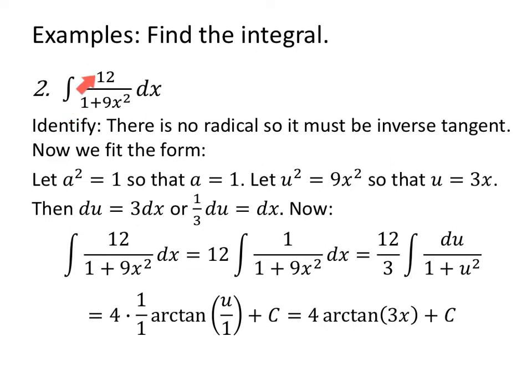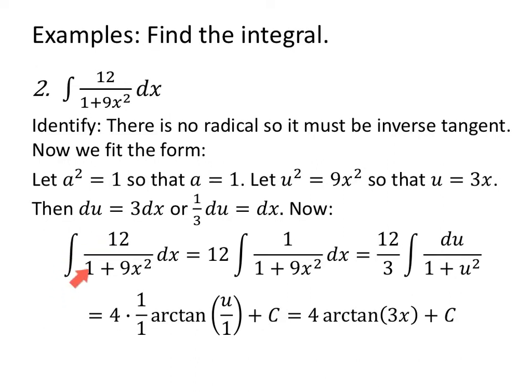For the integral of 12 over 1 plus 9x squared dx, when I know I'm looking at inverse trig function integrals and I see there's no radical, it has to be inverse tangent. Once I know which one, I try to fit the form. Let a squared be 1, so that a equals 1. U squared is 9x squared, so what do I square in order to get 9x squared? That must be 3x. The derivative of u is then 3 dx, or 1/3 du is dx, since I don't have an extra 3 hanging out here.